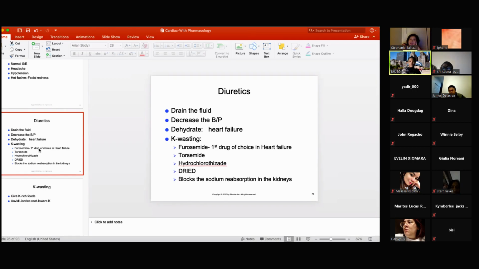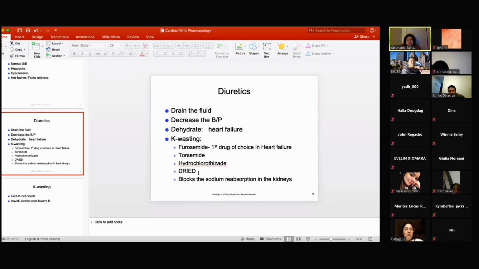What is it? Lasix, right? So Lasix is the first drug of choice for your heart failure patients. What do the diuretics do? They dry the body. They make the body dehydrate by getting rid of all of those fluids. So the body becomes dry.